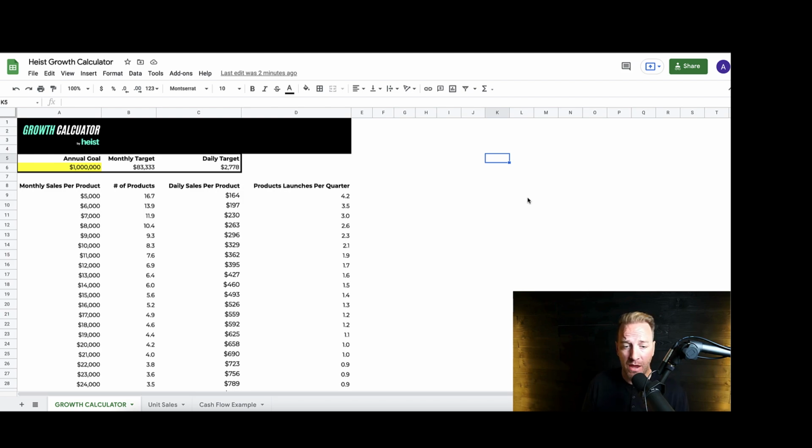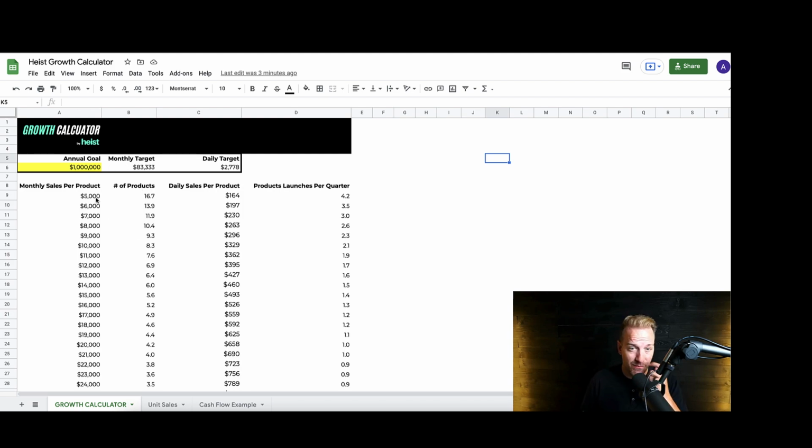on Amazon. So starting out here with this first tab on the growth calculator tab, this yellow item here, basically you can input any number or goal you want. So in this case, it's a $1 million annual goal, and that gives us a monthly target and it gives us a daily target. If we run this down here, you can basically see the monthly sales per product needed, and then how many of those products are needed to hit this particular annual goal.